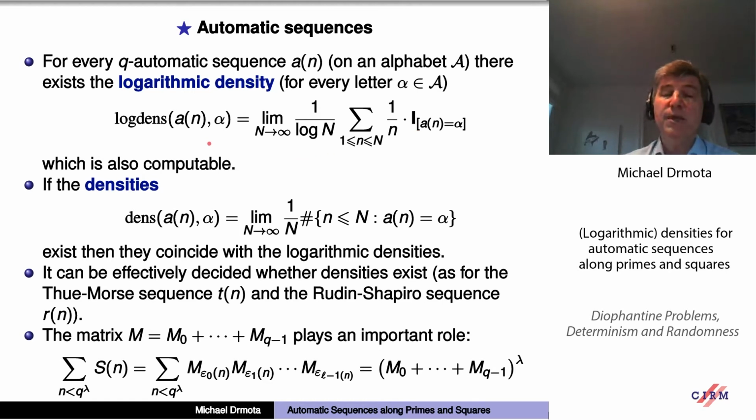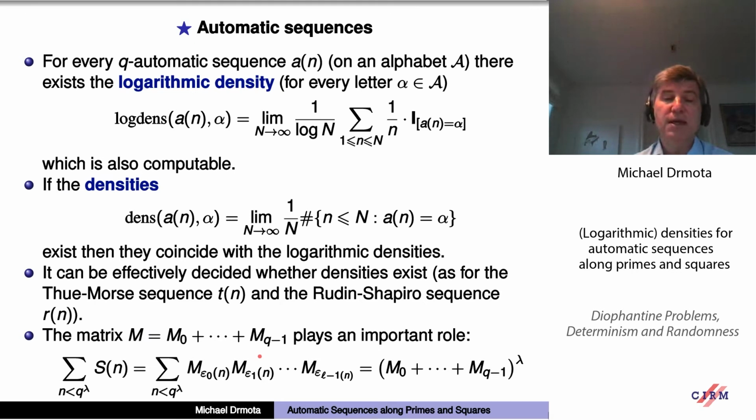But this is a weaker form of the density that we have seen before in the Thue-Morse sequence or in the Rudin-Shapiro sequence. And it is clear that if the density exists, then it has to be equal to the logarithmic density. But there are many cases where the density doesn't exist, only the logarithmic density. But it can be effectively decided whether this density exists, as for the Thue-Morse sequence or the Rudin-Shapiro sequence. Well, just to mention here that these matrices play some role in this context.